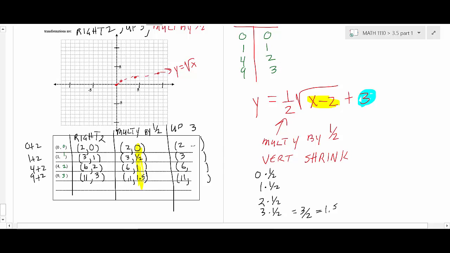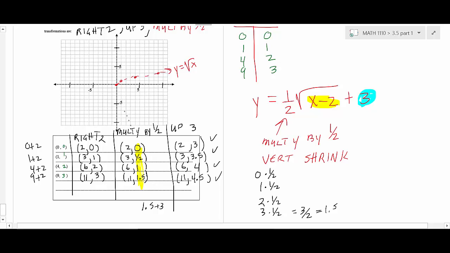So 3 plus 0 is 3. 1/2 plus 3 is 3.5. I'll just write that as 3.5. Okay, if I do 1 plus 3, that's 4. And if I do 1.5 plus 3, that's going to be 4.5 like that. So those are your final points that have been moved in the right order. Okay. All right, now if we go through and graph this, let's just graph these final 4 points here.